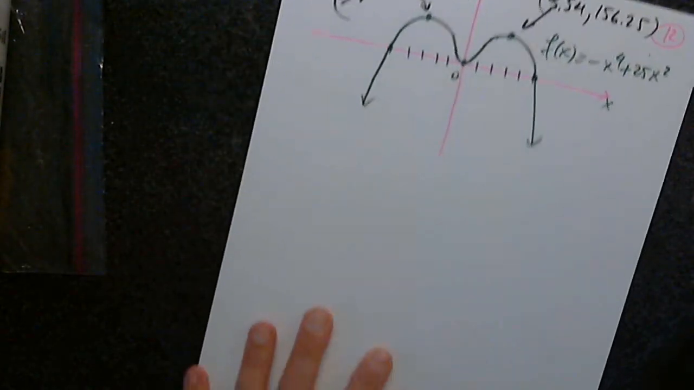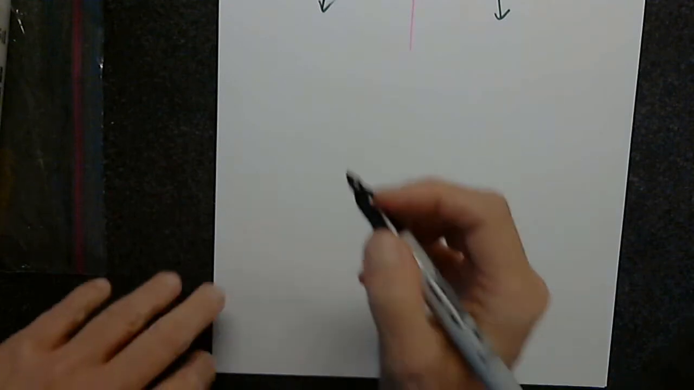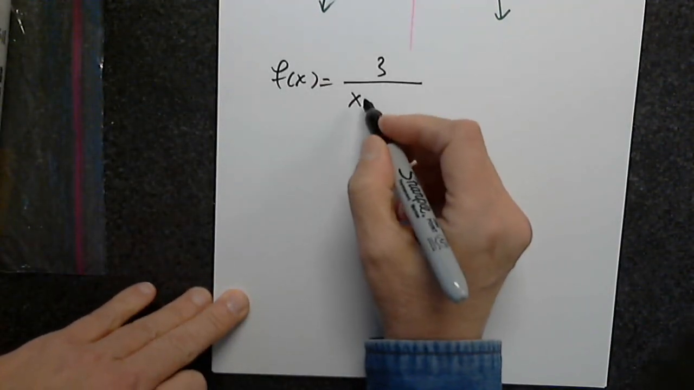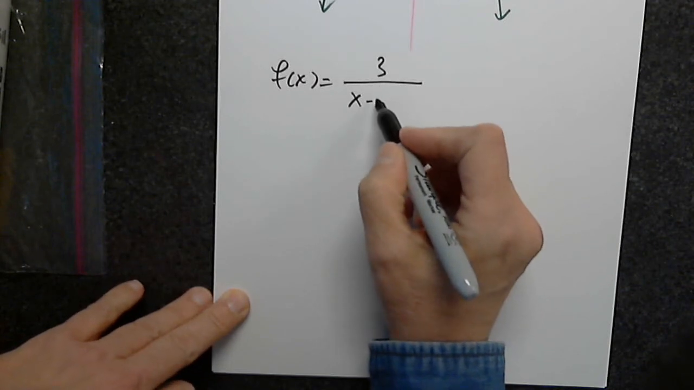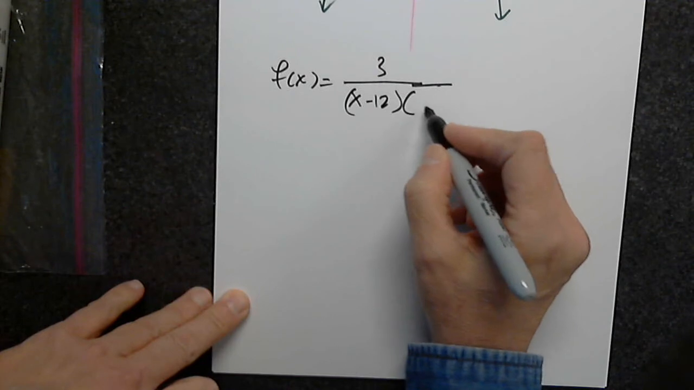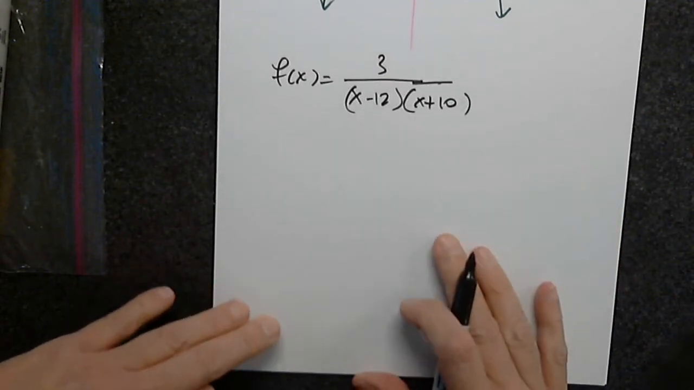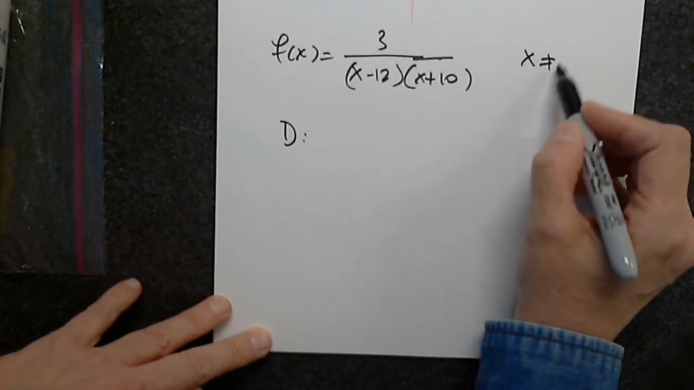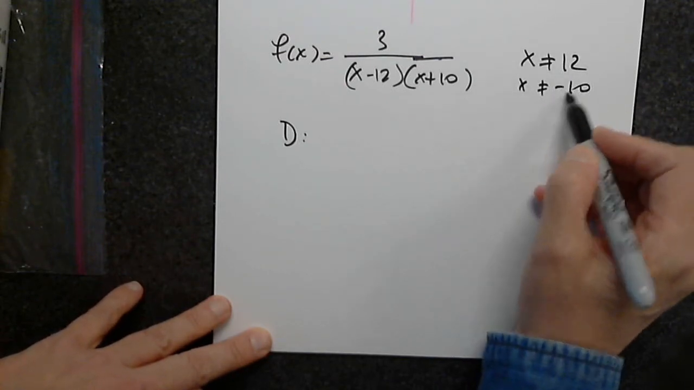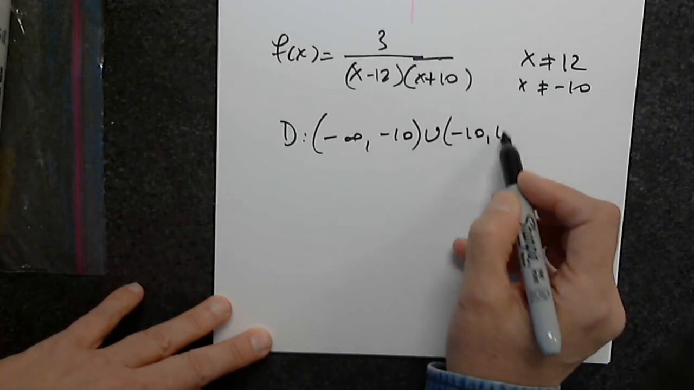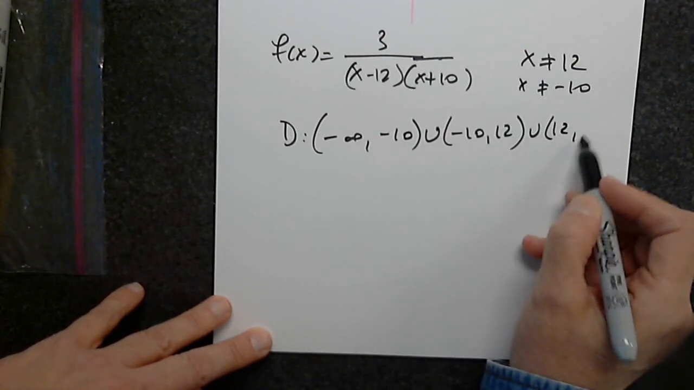So in number 1 we have f of x equals 3 divided by, what was it? x minus 12, okay, and x plus 10, very good. So then the domain of this function, because x cannot be 12 and x cannot be negative 10, will be negative infinity to negative 10, union negative 10 to 12, union 12 to infinity.